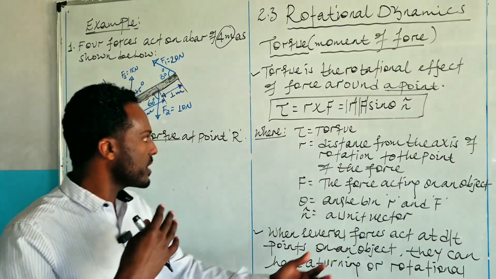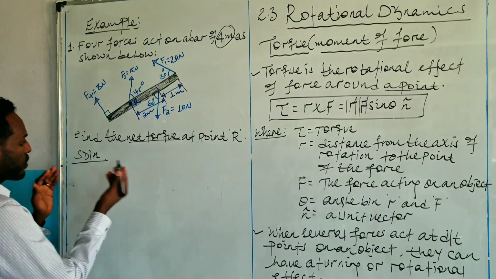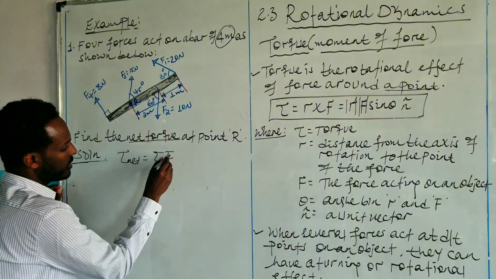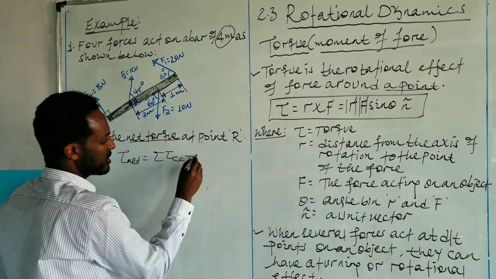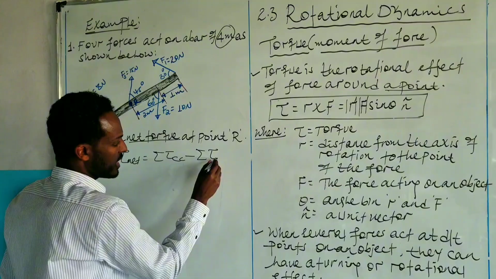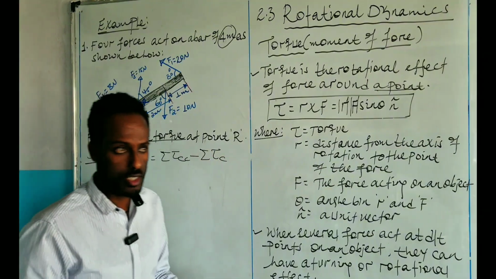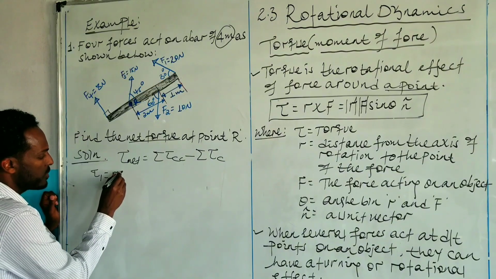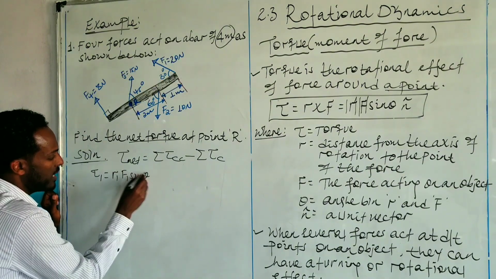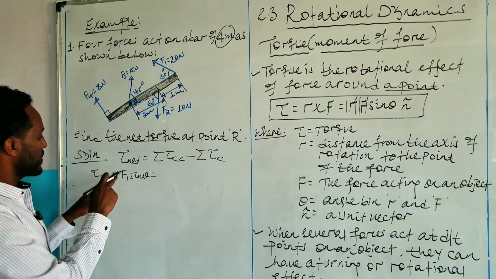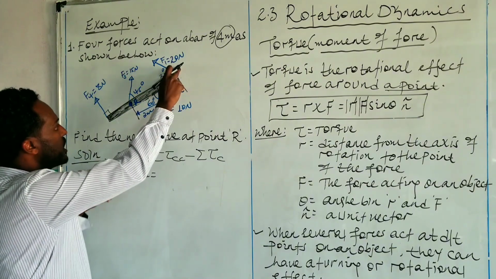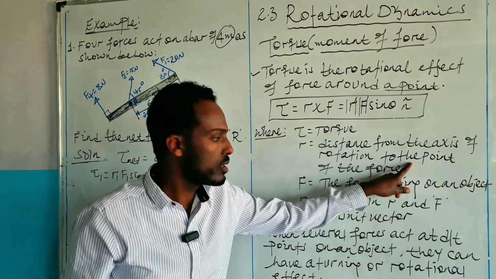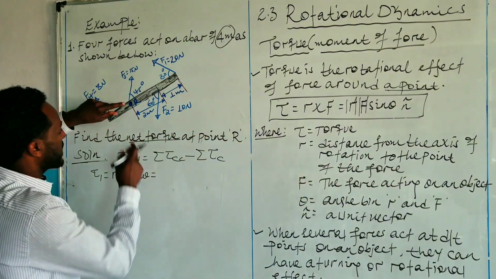ስለዚህ እሱ መጀመሪያ በደንብ ከለየን በኋላ ነው ወደ ካልኩሌሽኑ የምንሄደው። So mathematically, torque net is equal to the summation of the torque in the directions of counterclockwise minus the summation of the torque in the directions of what? Clockwise directions. So torque 1 is equal to R1 times F1 times sine theta, where F1 is 20 Newton. ስለዚህ R ምን ብለናል እዚህ ጋር? The distance from the axis of rotation to the point of the force. So our axis is here.